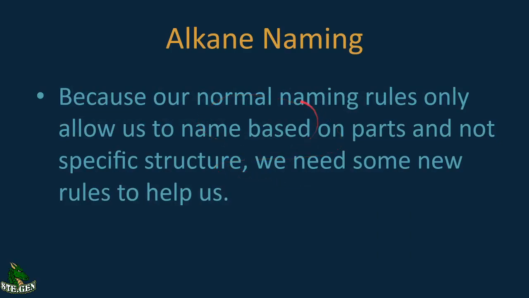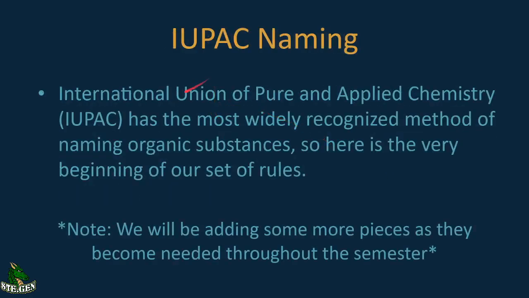So our normal naming rules only allow us to name based on parts and not on structure. We've got to come up with something new that we can use to help us name the structure. And to do that, we have to thank the International Union of Pure and Applied Chemistry, otherwise known as IUPAC. They are the most widely recognized method of naming organic substances, and this is going to be our set of rules that we're going to talk about. We'll be adding a couple more pieces as we go through the semester. Not really too many more, though. Most of what we're going to hit here with the basics will be a lot of what we're really going to use for the rest of the semester.